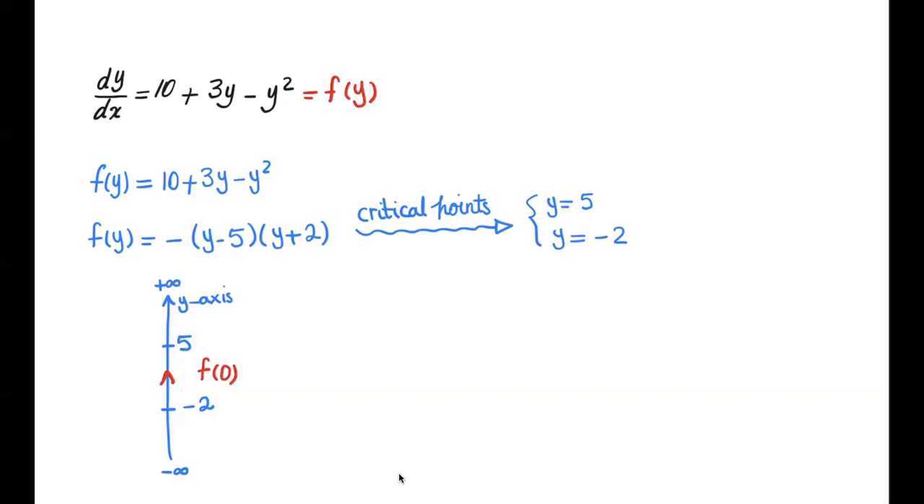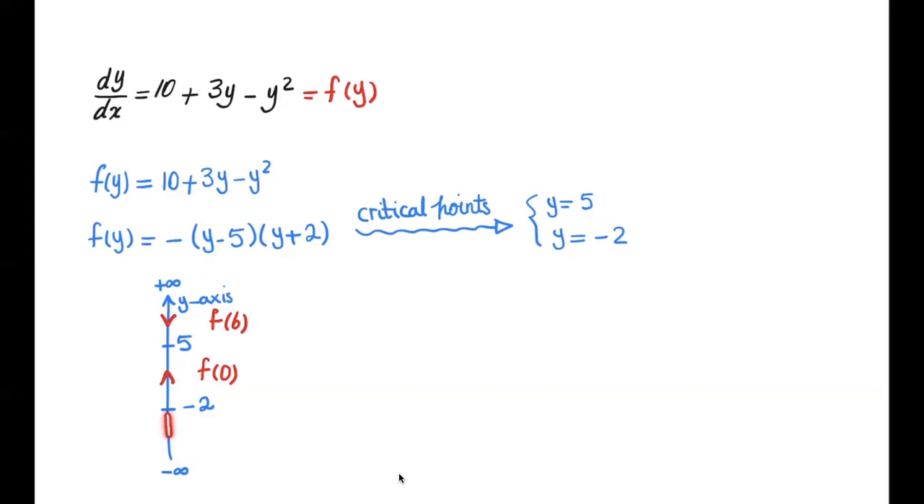And then for this region, we need to pick a value greater than 5. So we can find f of 6. So this term will be positive, this term will be positive as well, and here we have a negative. So in total, this will be negative, so it will be decreasing.